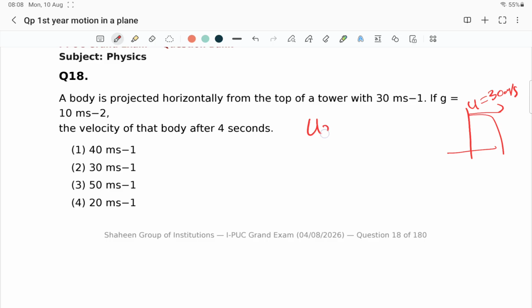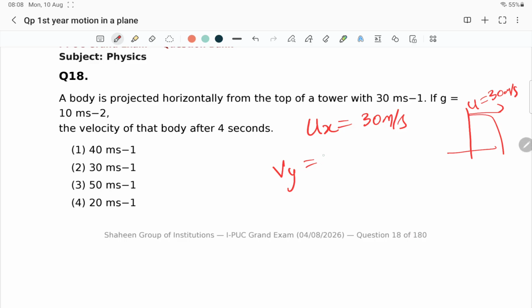Horizontal velocity we already have, ux is equal to 30 meters per second. What is the velocity after 4 seconds? Vy is equal to v is equal to u plus at. If you use uy, remains the same, isn't it?